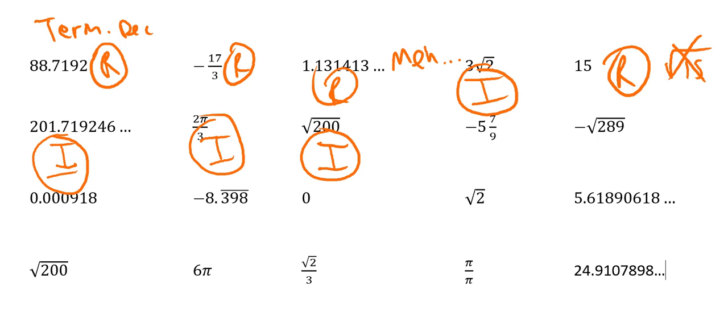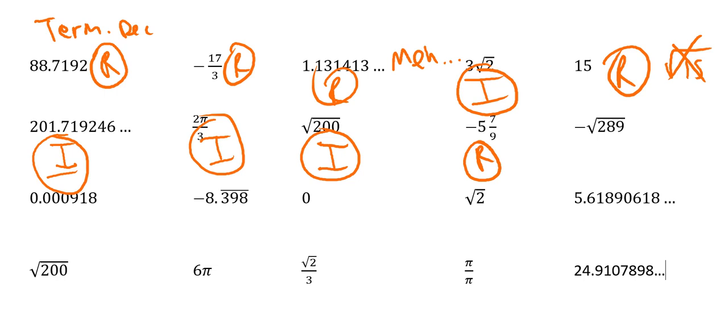Negative 5 and 7/9. Just because it is a crazy fraction, just because it is a mixed number, just because it's negative, doesn't have anything to do with whether or not it's rational, or with it being an irrational number. That's just there for the kids that are not paying attention.